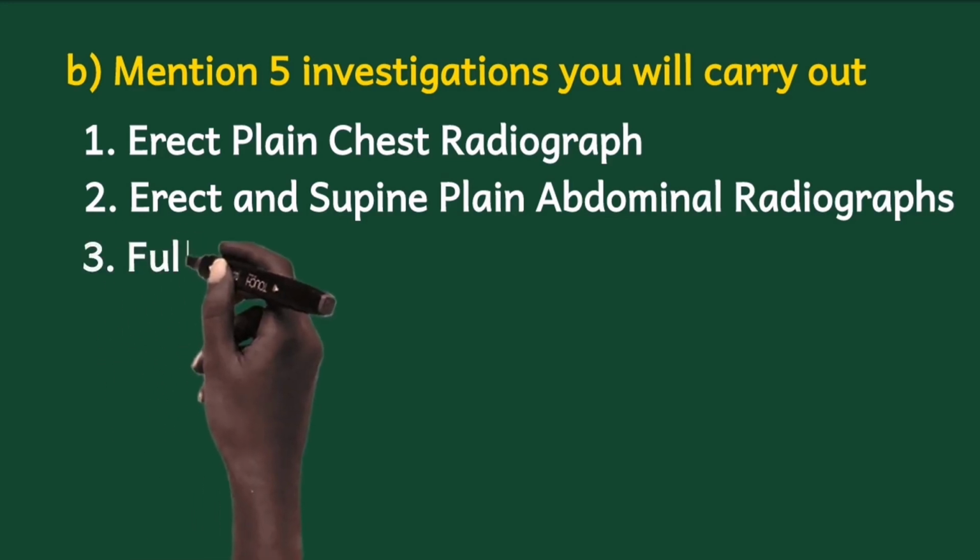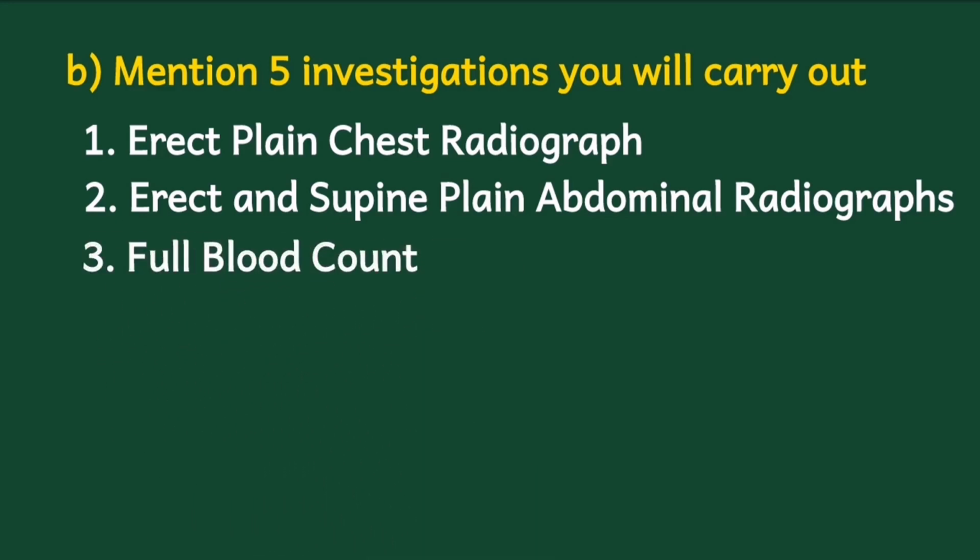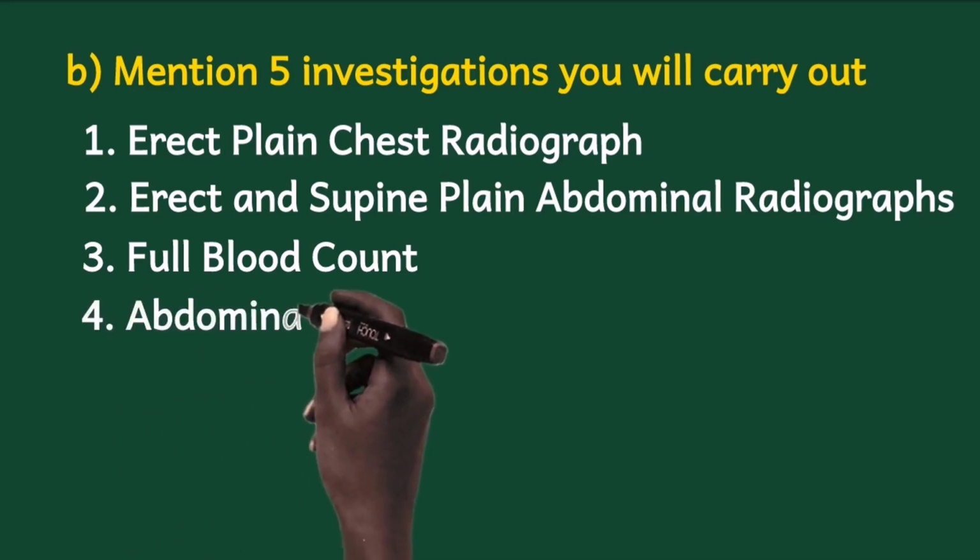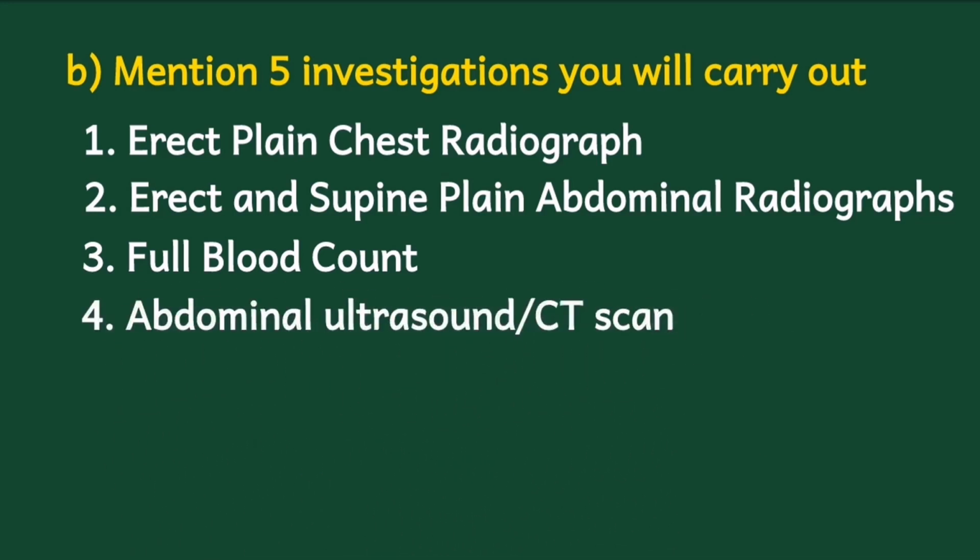Then we can do a full blood count. Because he might need surgery, we need to know his baseline HB at least. Then we can do an abdominal ultrasound scan or a CT scan. The ultrasound scan can tell us whether or not the appendix is inflamed. The CT scan again can also tell us about the appendix and can also diagnose ureteric stones.